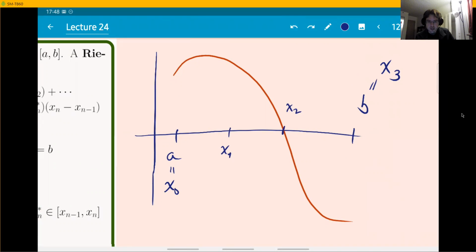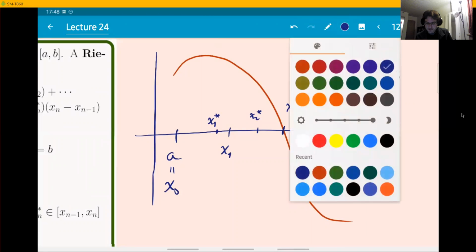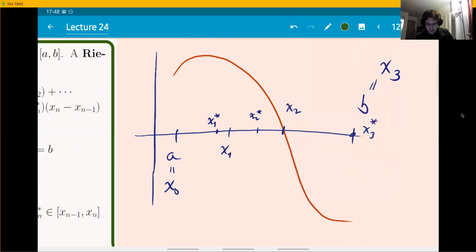And then we need to take 1 point inside of each one of the intervals. Maybe x1 star is this point right here. x2 star maybe is right in the middle. x3 star maybe it is equal to x3, as long as it's inside of the third interval. So the corresponding Riemann sum represents a sum of areas of rectangles, where you look at f of the star points to be the heights of those rectangles.